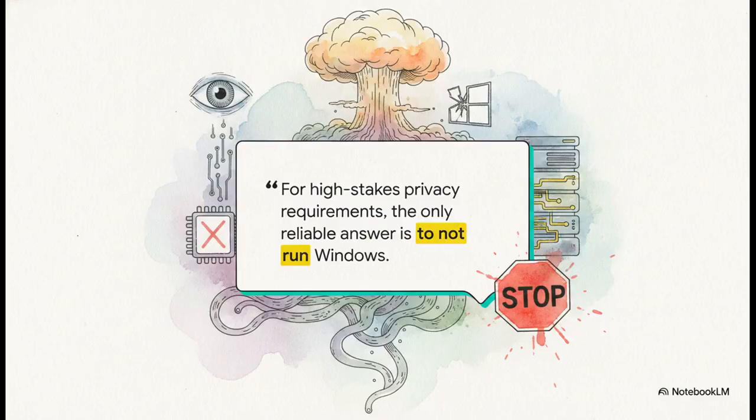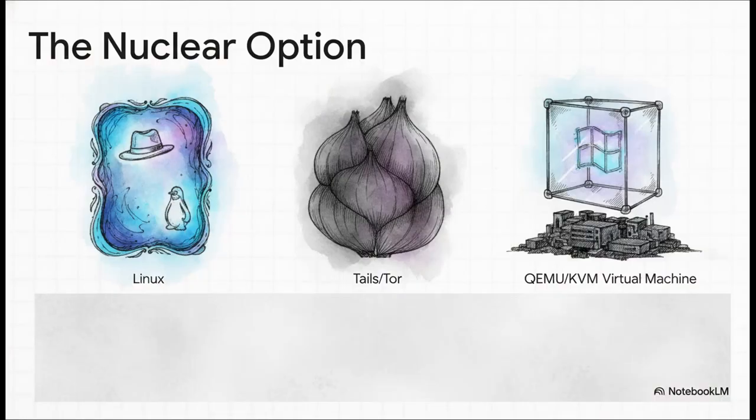Which brings us to a stark conclusion derived directly from our source material. If your threat model absolutely cannot tolerate immutable hardware tracking or server-side telemetry records, we have to look at the nuclear option. To quote the sources, for high-stakes privacy requirements, the only reliable answer is to not run Windows. If you require absolute operational anonymity, these are your alternatives.